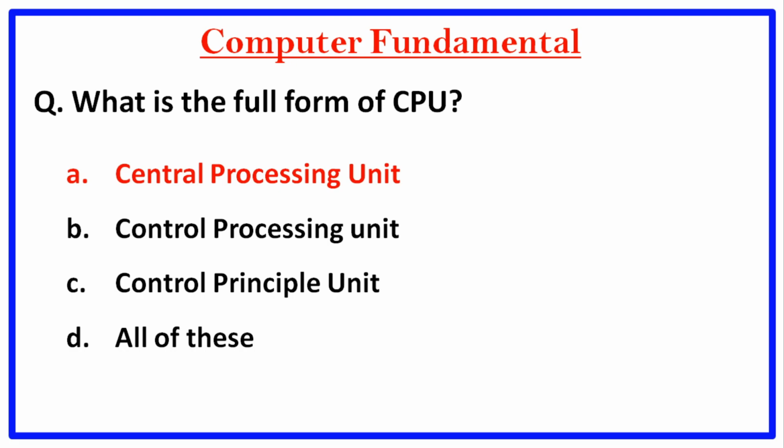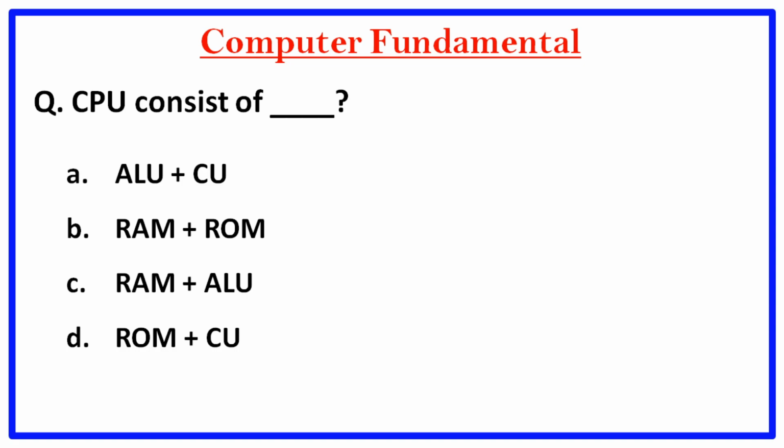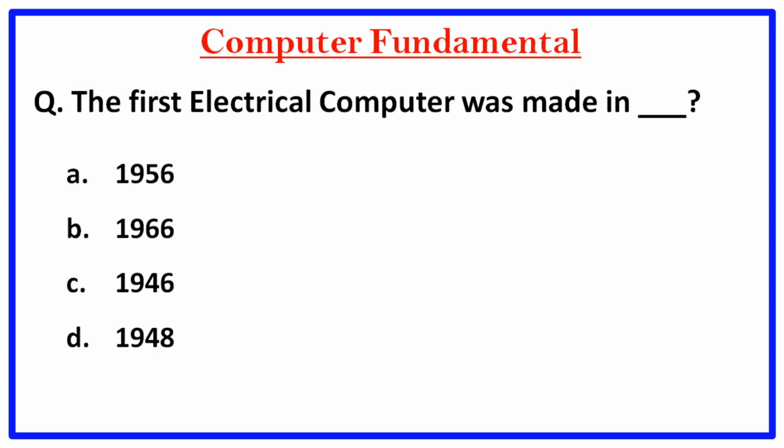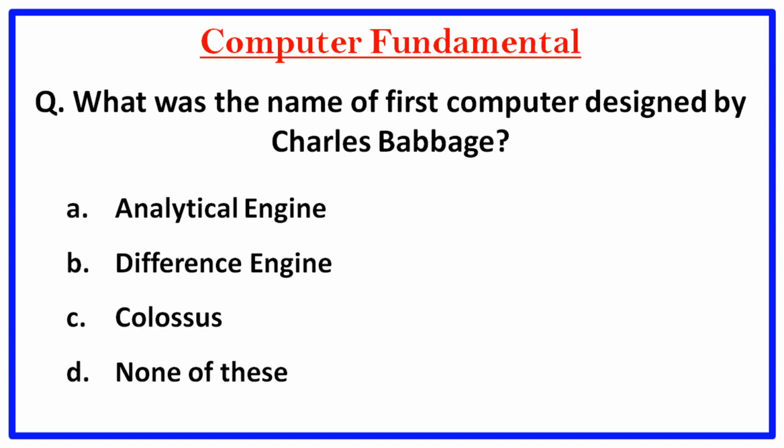Next question, CPU consists of dash. Right answer is ALU and CU. Next question, the first electrical computer was made in dash. Right answer is 1946. Next question, what was the name of first computer designed by Charles Babbage? Right answer is analytical engine.